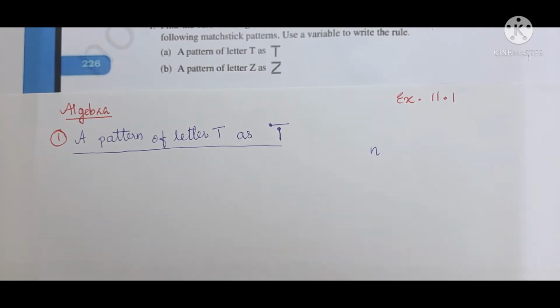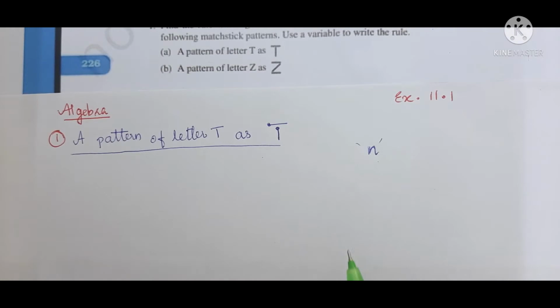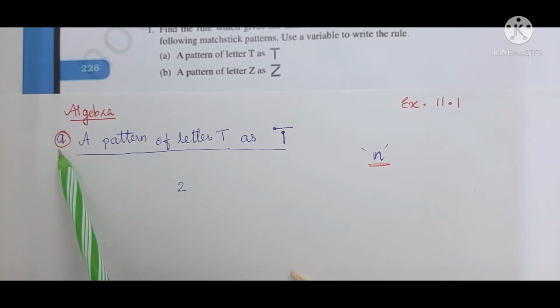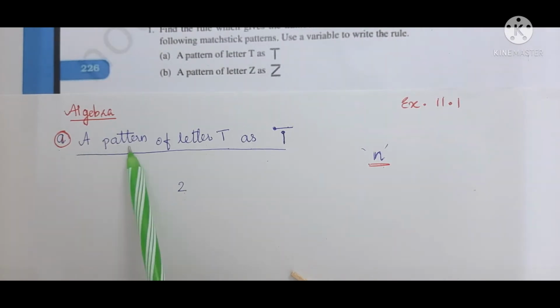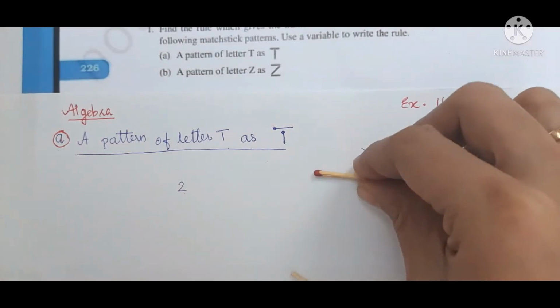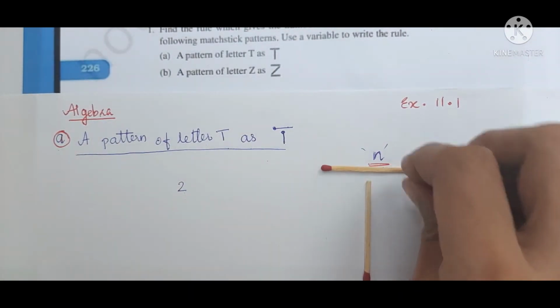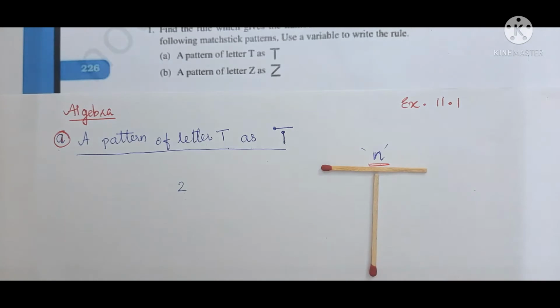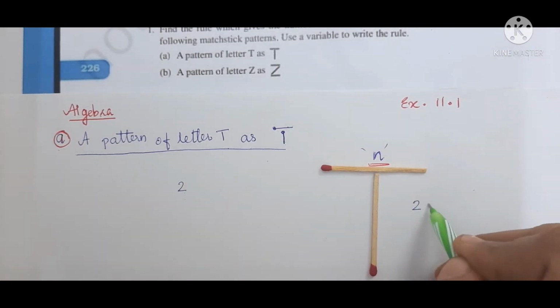So I am taking n as the letter representing the variable in all the rules. Let us go to the first question. Question number A, that is a pattern of letter T. So let us start. Here we have to take two matchsticks for making the letter T. So like this, we have to take two matchsticks for making one T. 1 and 2, matchsticks we need for making one T.